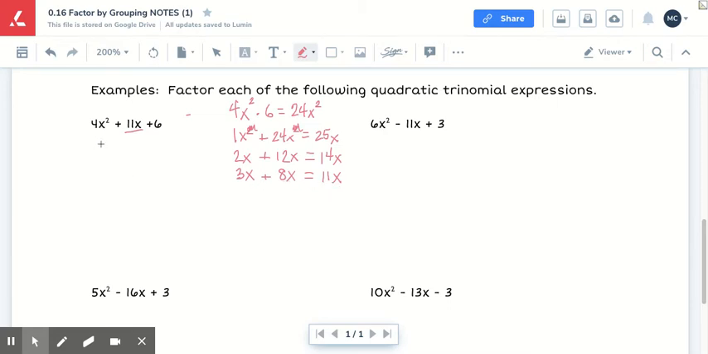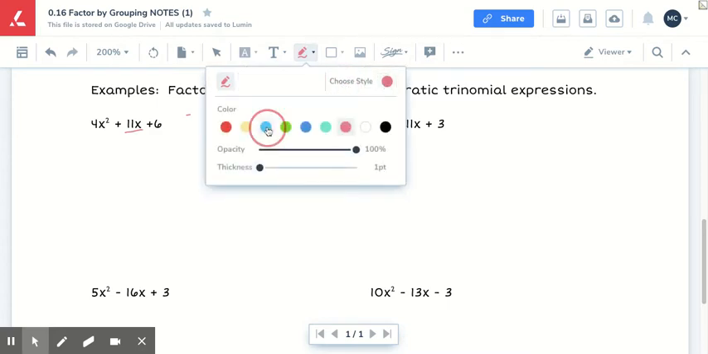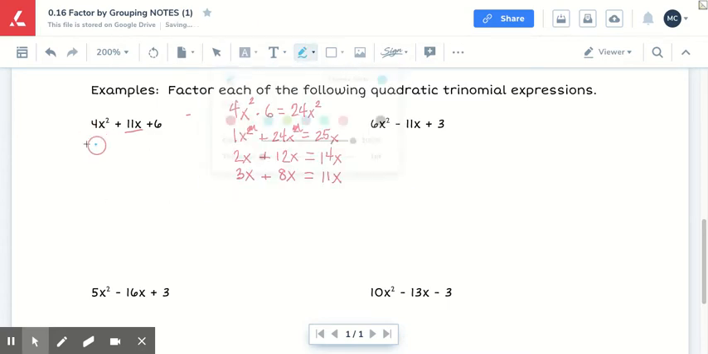So I'm going to go ahead and go back to my original problem here. Go back to a different color now. Okay, so what I do with those numbers that I just found is I'm going to rewrite this middle term. I'm going to replace it with what it's equivalent to. So this is 4x squared plus 3x plus 8x plus 6.